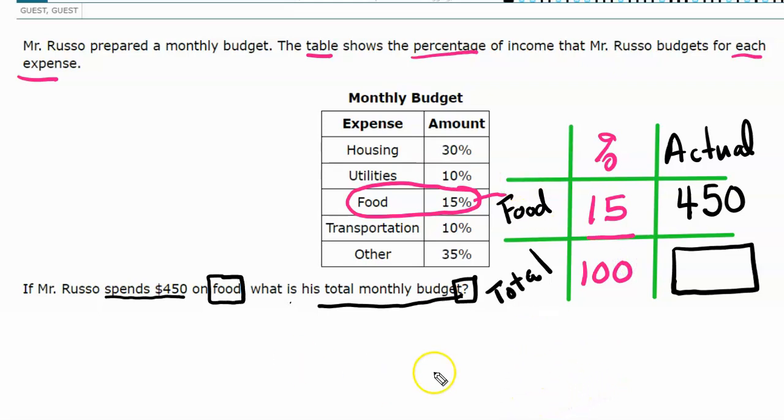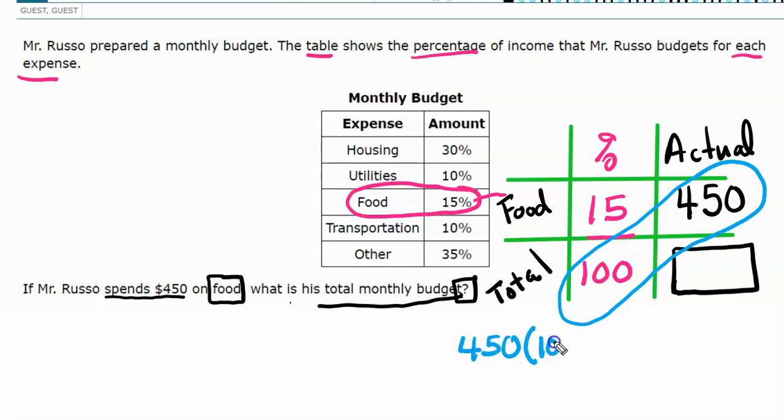Now, once you see all that, all we have left to do is solve our proportion. So we're going to multiply diagonally. You may want to do 450 times 100, which is multiply diagonally. Draw your division bar. This means to divide and find the third number. In this case, the third number is 15 and divide by 15.